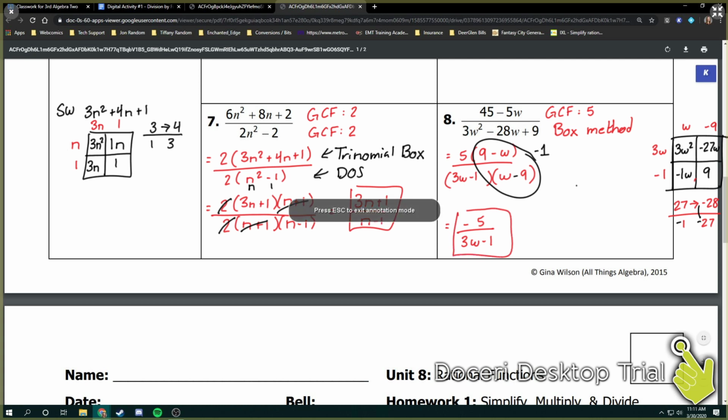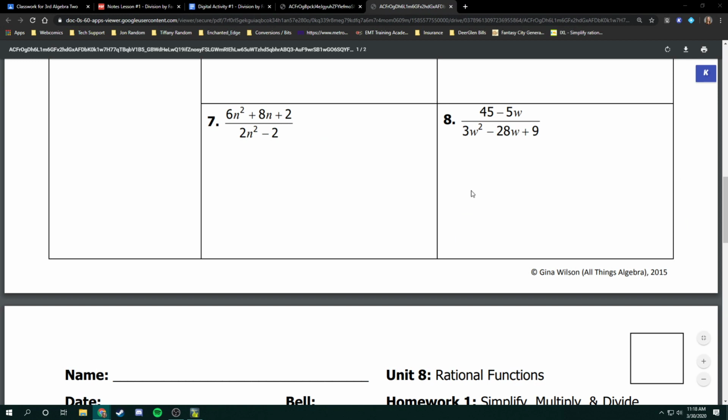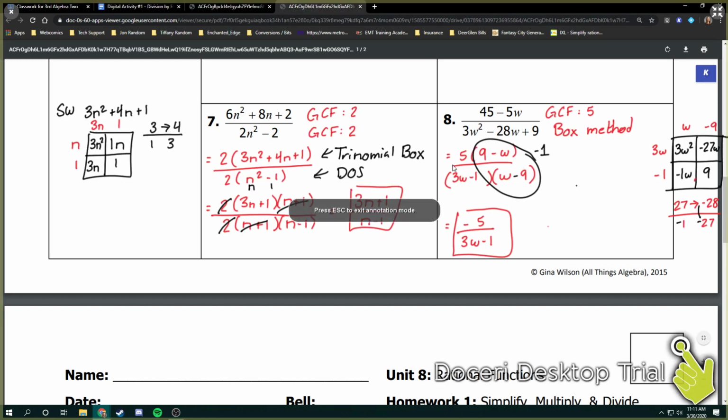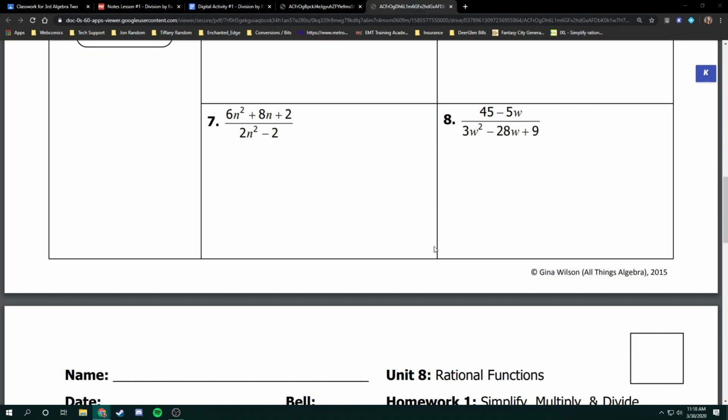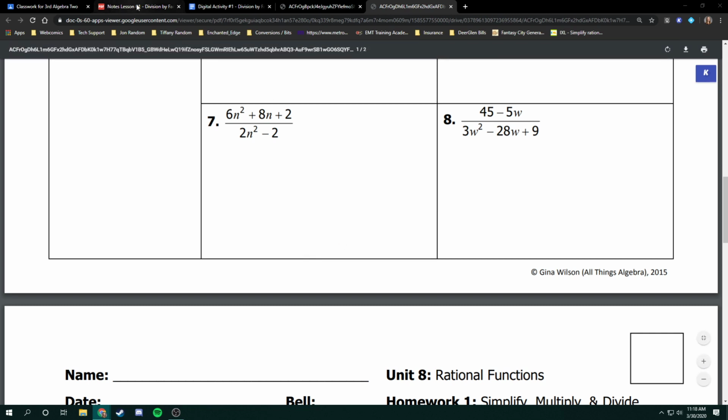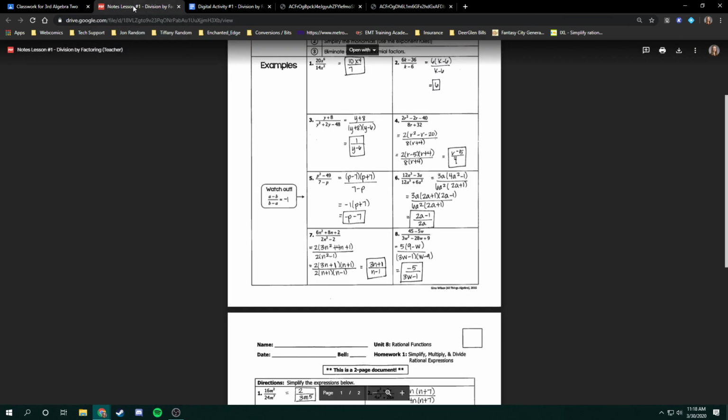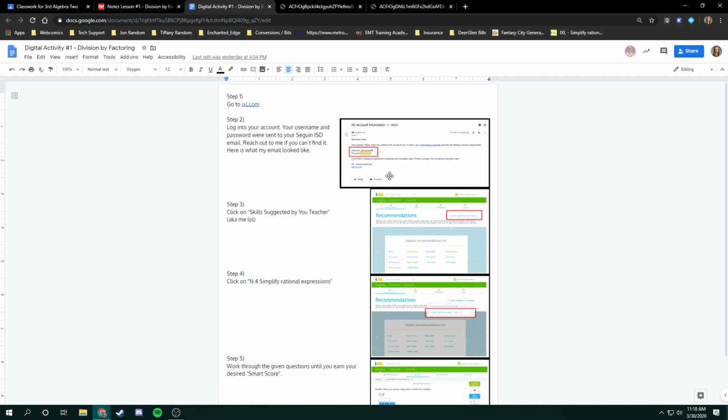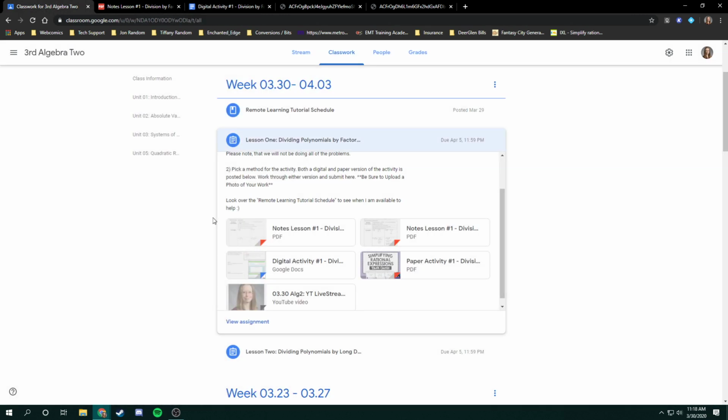Alright, so that's the end of the notes there. I'm going to talk through the assignment just a little bit more, and then we'll call it a day. Okay. Now that you've gone through the notes, you have two choices as far as which activity you want to do. You don't have to do both, but I wanted to give you choices. On Google Classroom, under lesson 1, we just finished the notes. Here's the teacher copy. Here's the video of this. I'll have to update the link because I had to restart the stream. And then there's a digital activity as well as a paper activity.